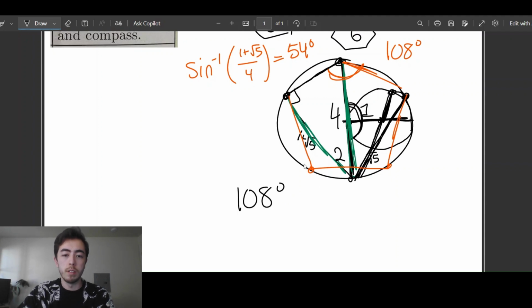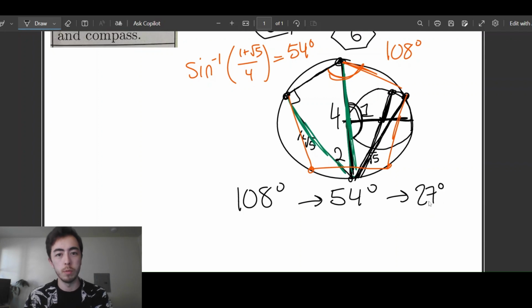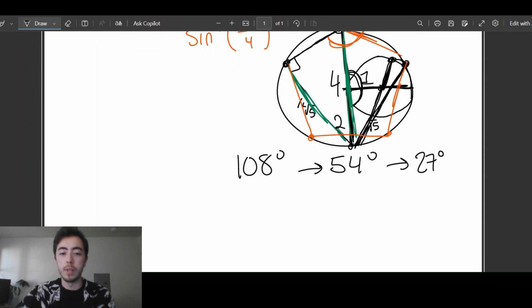And so you're able to bisect angles with a straight edge and a compass, in a similar way to how I was able to find 90 degree angles. You can also bisect them with these tools. So finding 54 degrees is possible. And then finding half of this would also be possible, which would be 27 degrees. And so these are all constructible angles with a straight edge and a compass.